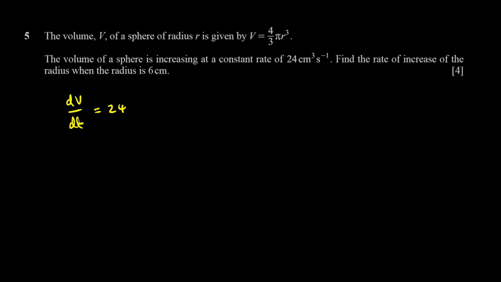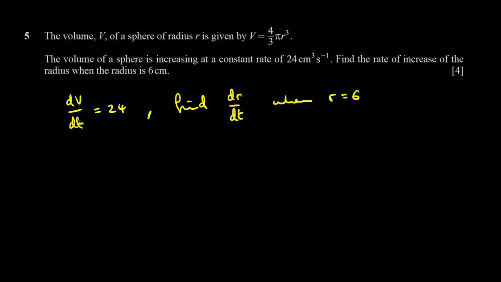What are we being asked to find? We're being asked to find the rate of increase of the radius. Of course, what it really means is the rate of increase of the radius with respect to time. So we want to find dr/dt, the rate of change of r with respect to t, when the radius is equal to 6.